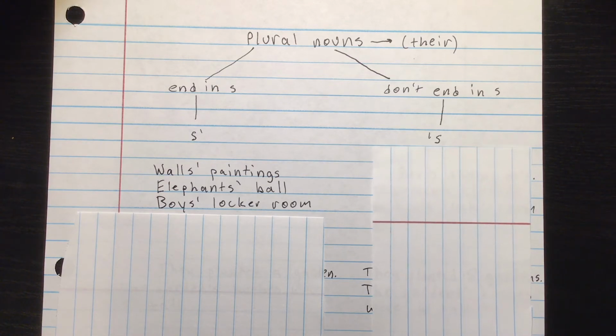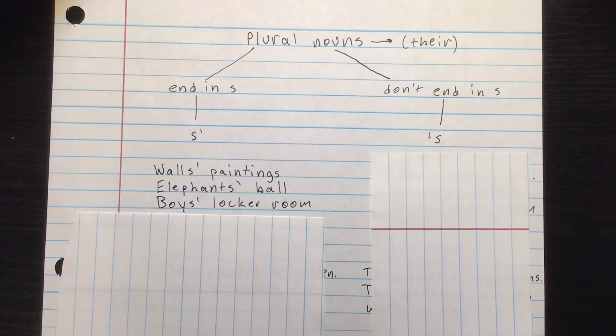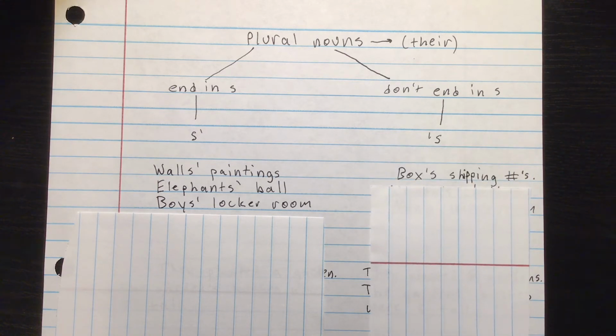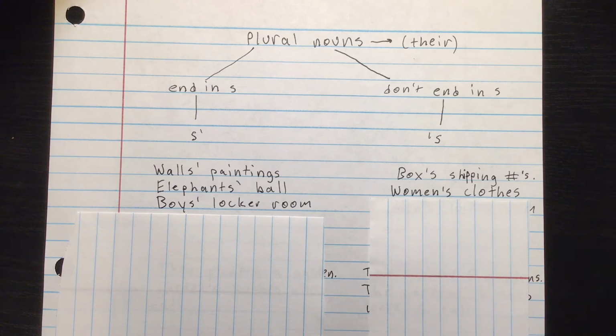So, if we look at these, we have the boxes' shipping numbers. If I have a room full of 200 boxes and they all have shipping numbers, it would be their shipping numbers. It would be the boxes's shipping numbers. The plural of box is B-O-X-E-S and not B-O-X-S. So we have apostrophe S in this case instead of boxes apostrophe, which would look kind of weird. Another example we have is women's clothes. Their clothes. If you have more than one woman having clothes, it would be women's clothes, apostrophe S.